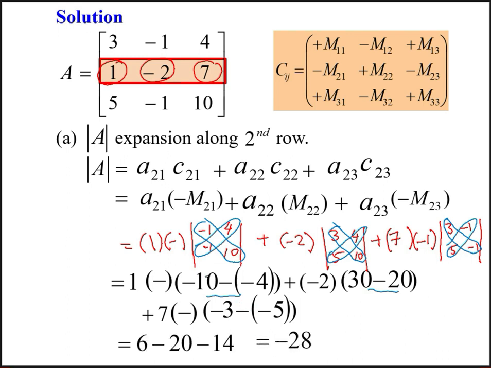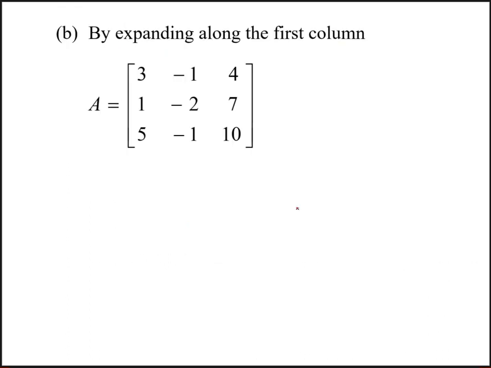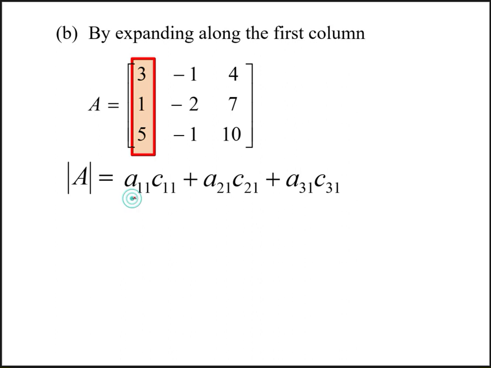Let's look at question B. We want to expand along the first column. Highlight the first column and then write down your formula to find this determinant. This first term refers to the first element. A11 means it is the first row and first column. Here, 21 means the second row and first column. 31 here means the third row and first column. And then multiply the elements of A with the respective cofactors.